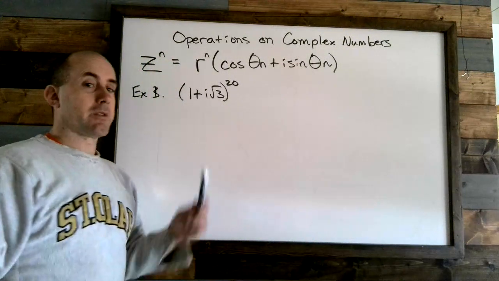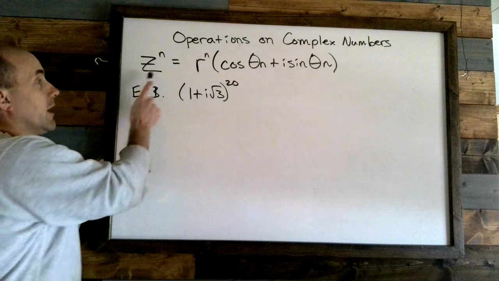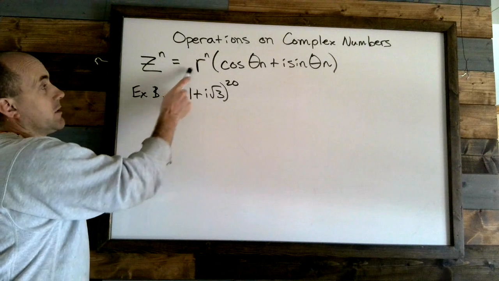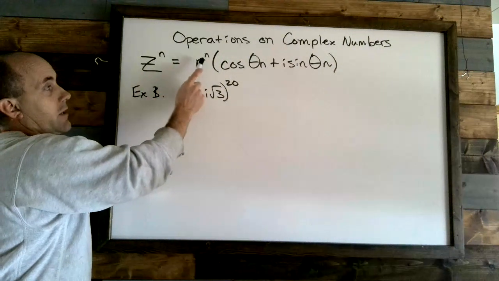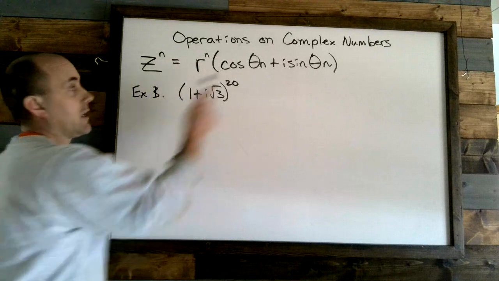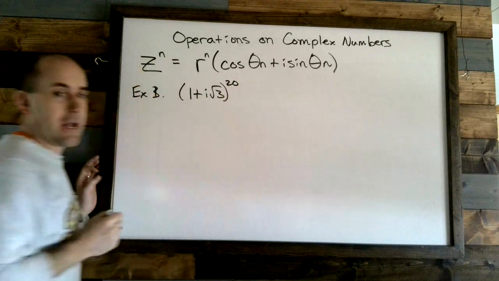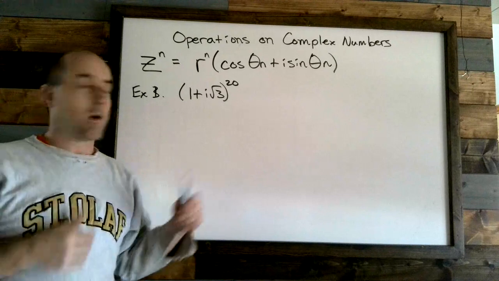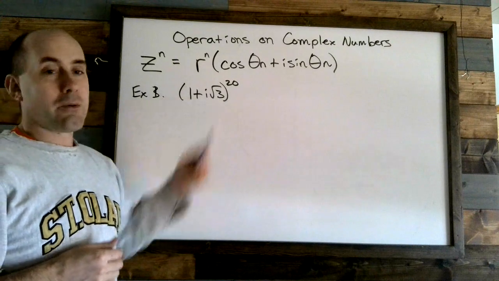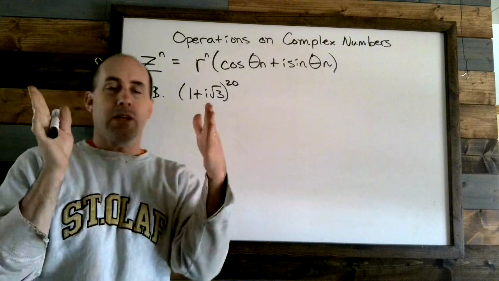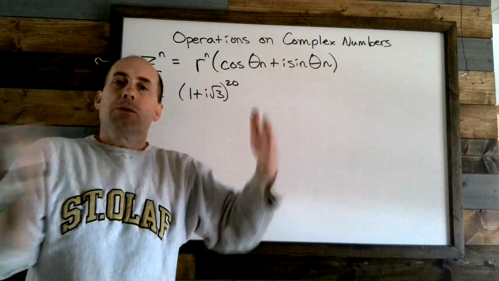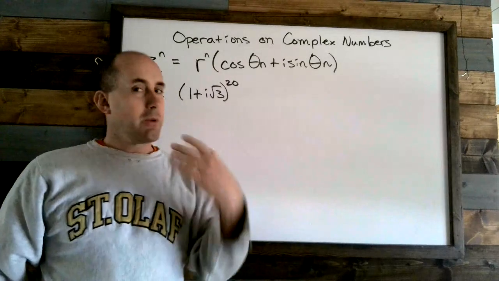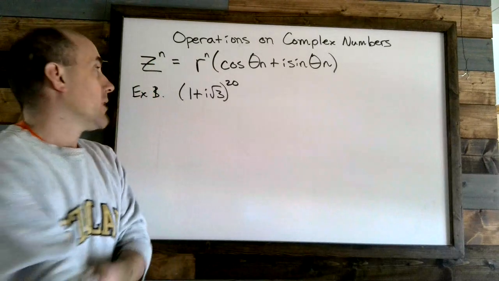Operations of complex numbers. We just left off by saying that z to the n is the same as r to the n. So you take that radius and raise it to the nth power, and then you take your angles and you multiply them by n. So for our third example, and then we'll do a fourth one, 1 plus i root 3 raised to the 20th power. Again, if you take 1 plus i root 3 and multiply that out 20 times, that's going to be rather ridiculous. So let's do the easy way.